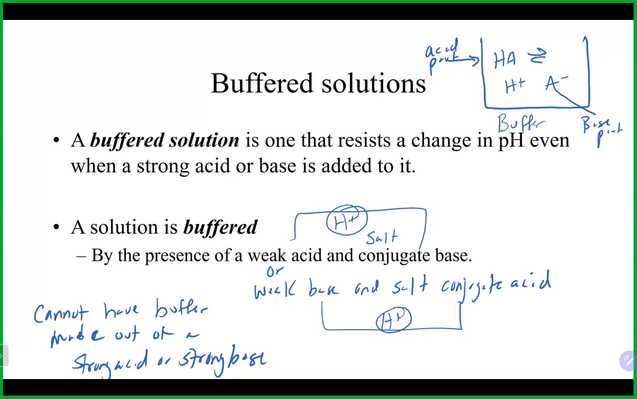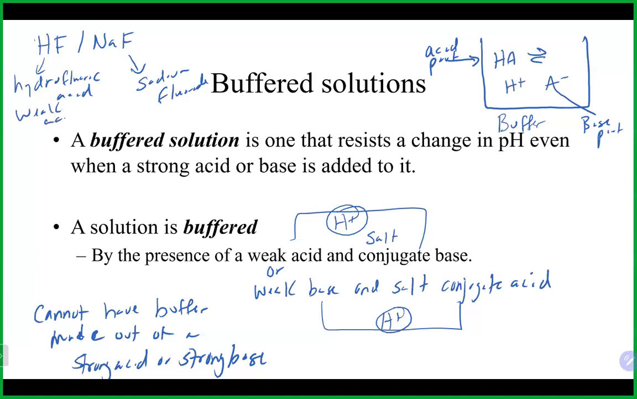And because they're a weak electrolyte, it will set up this equilibrium. For example, if you made a buffer of HF and NaF, that is hydrofluoric acid and sodium fluoride. That is a weak acid, and this is the salt of its conjugate base.